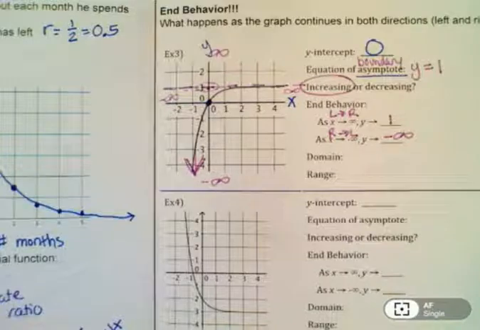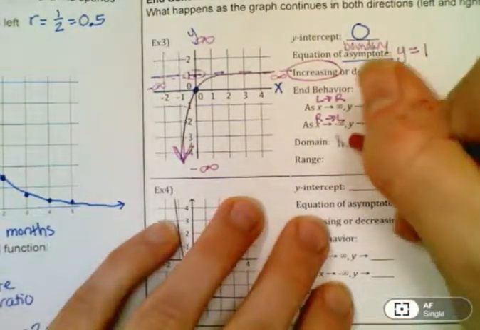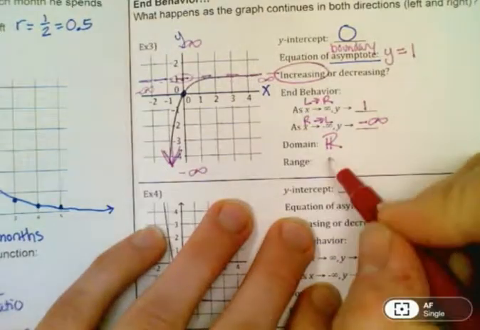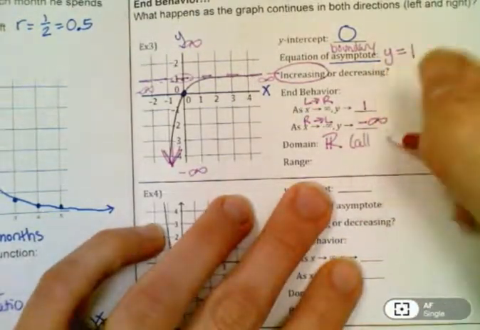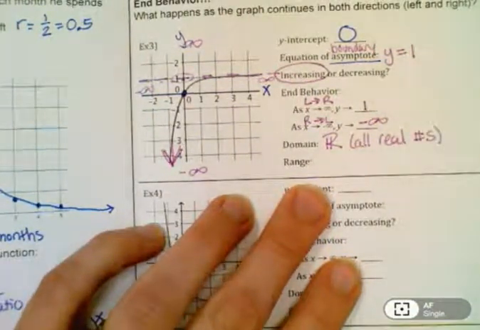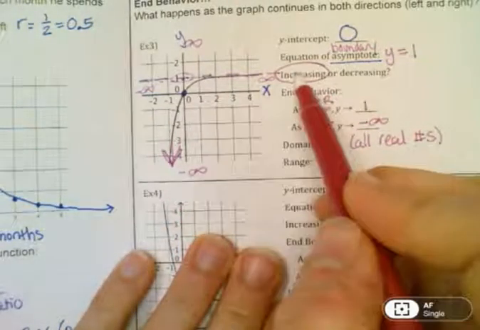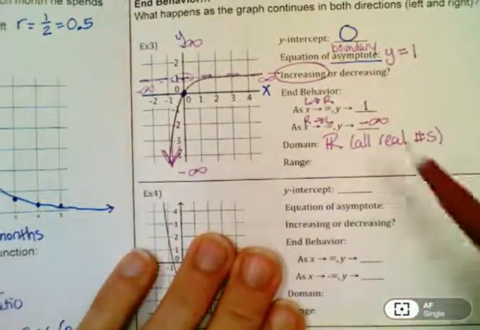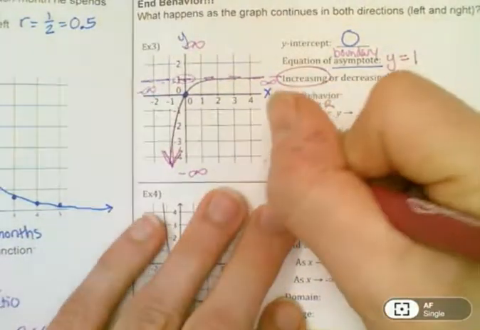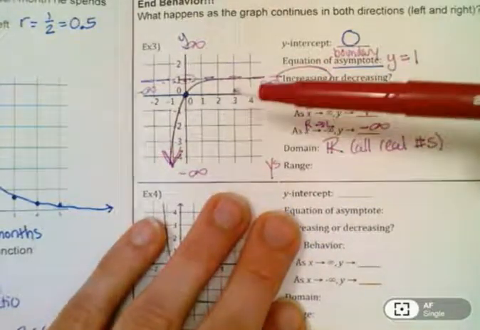Just stick with me. The domain here is going to be all real numbers, and that's going to be the case for, that symbol means all real numbers, but you can write it out too, all real numbers. That's going to be the case for every exponential function because it's going to go left forever and it's going to go right forever. It just keeps going in both directions. But the range is different here. The range, if you'll remember, is all of the y's. So the y's here don't go forever in both directions.